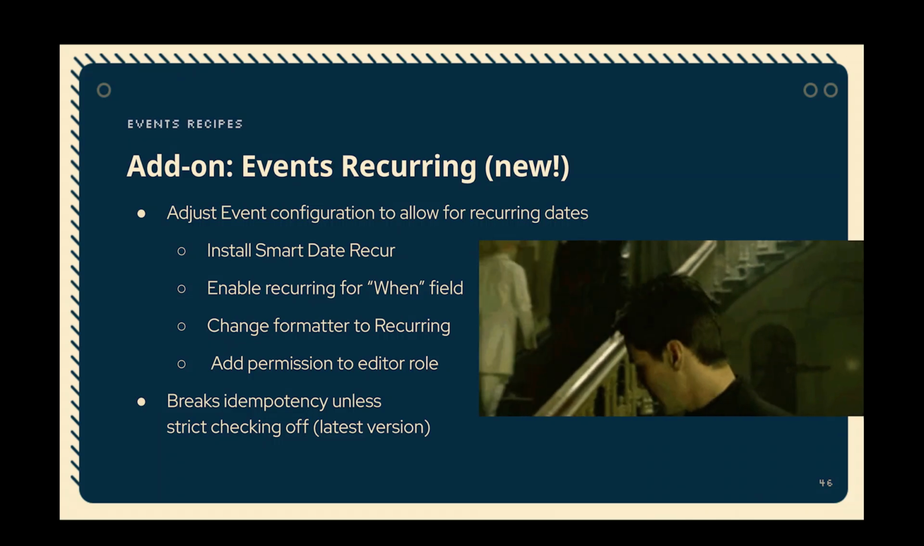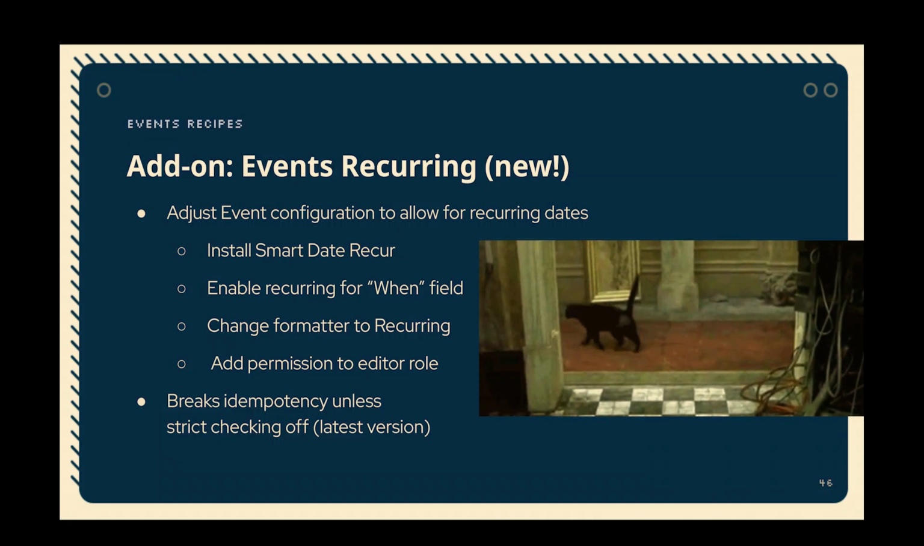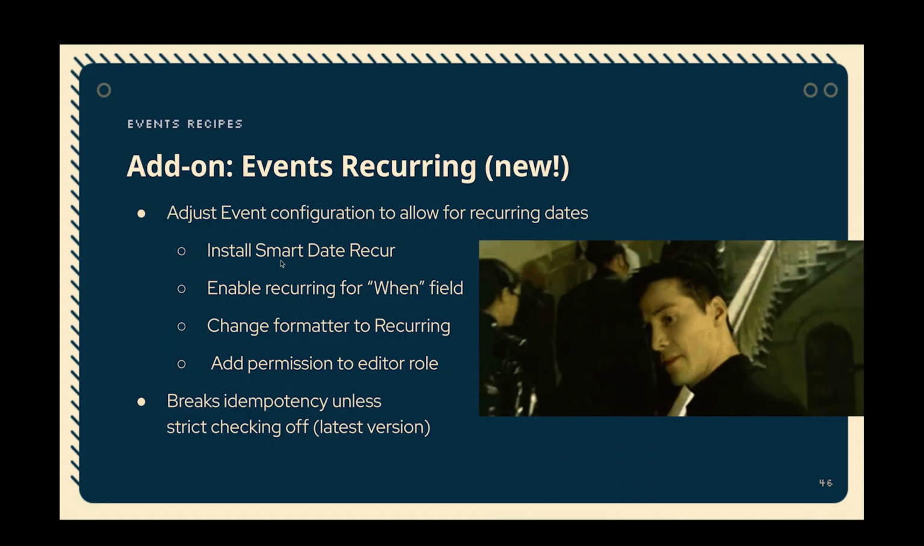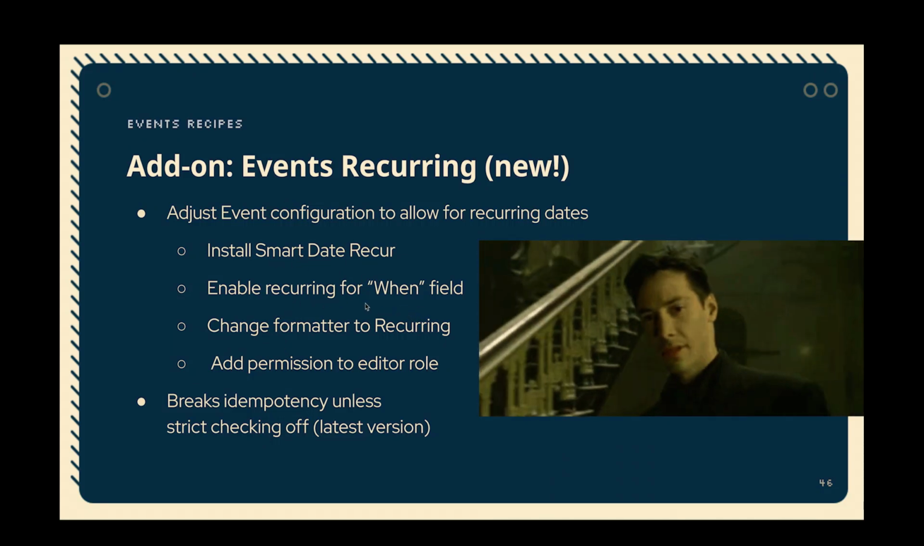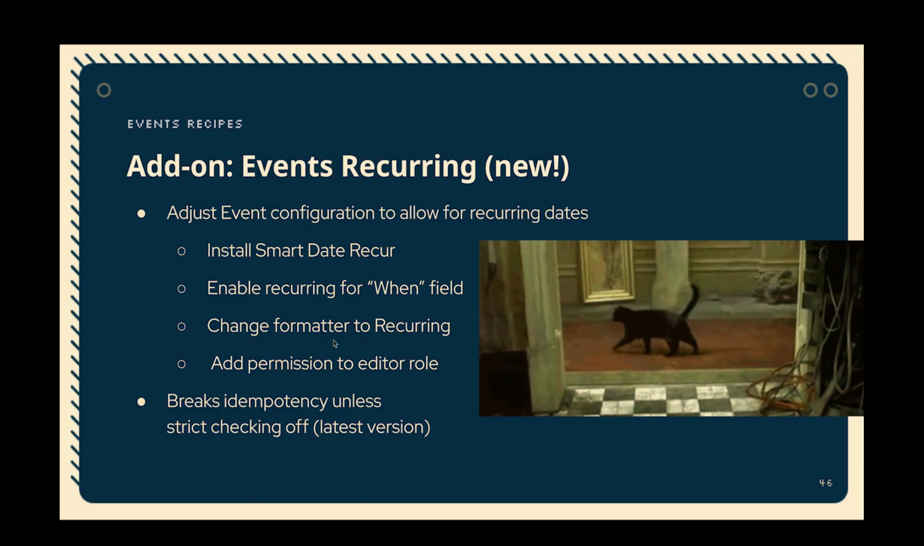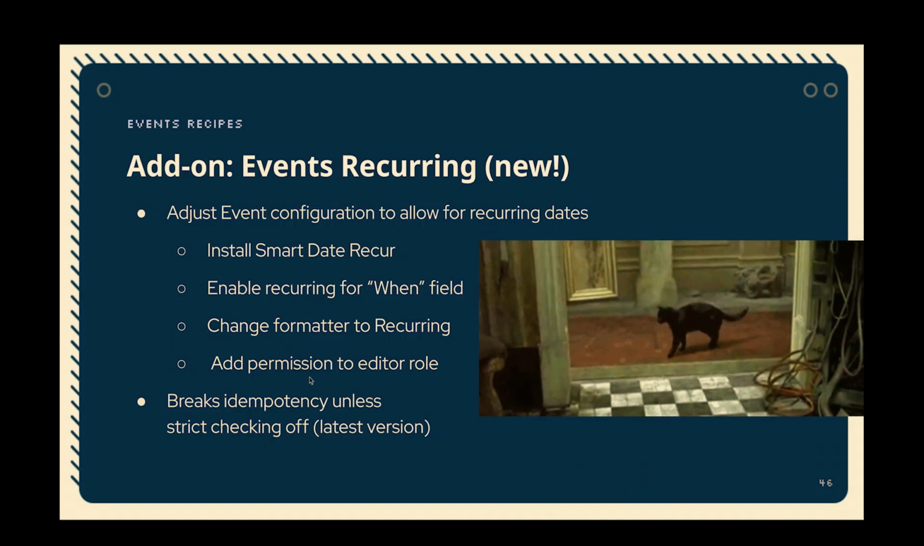We did also see the events recurring recipe. If you look at it, it's actually a very small recipe. It really only does these four things. It installs a smart date recur submodule. It makes a change in the configuration for the when field on the event content type. It changes the formatter to that recurring one that we saw, and it adds a permission to the editor role.